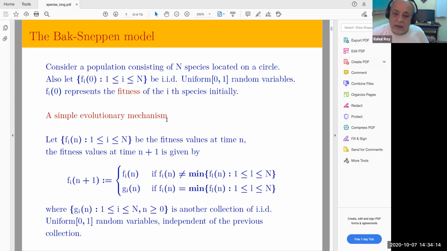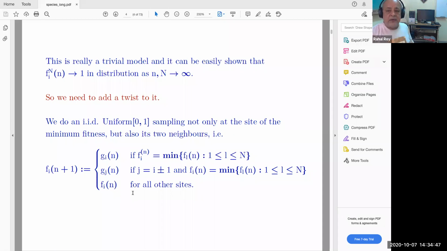First, let's talk about the triviality. So evolution: suppose f_i(n) is that you take the species with the lowest fitness at time n, that is the one given in the second line of this equation, and change it by an independent one from an independent collection of uniform random variables. Okay, and do nothing else. But this is really, as I told you, a trivial model, because you can easily show that f_i(n) goes to 1 in distribution as n goes to infinity, as both the n's go to infinity.